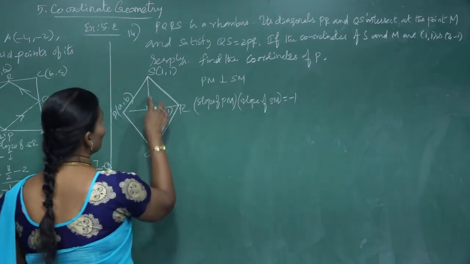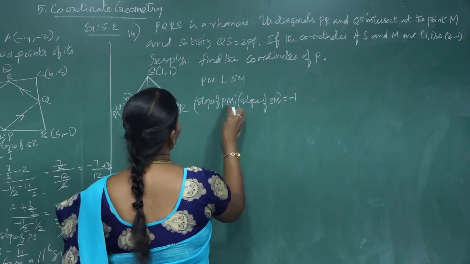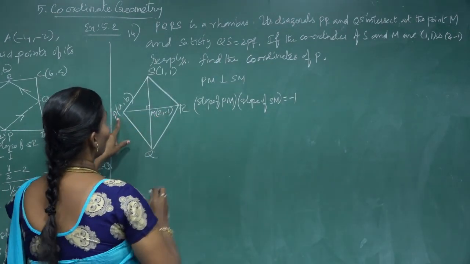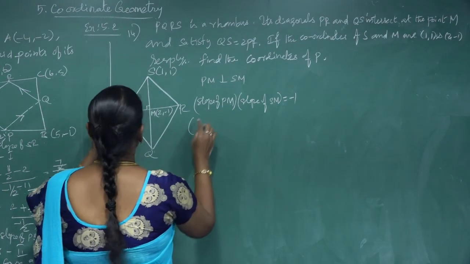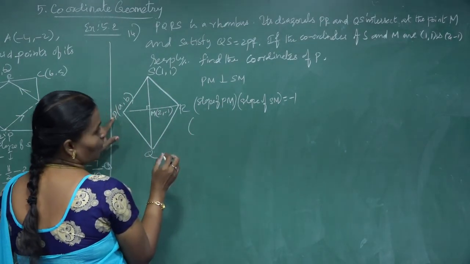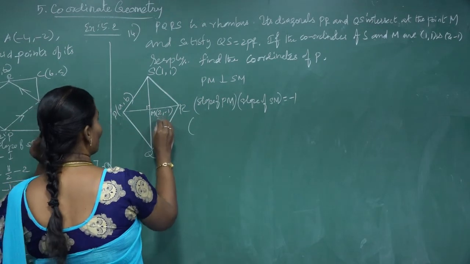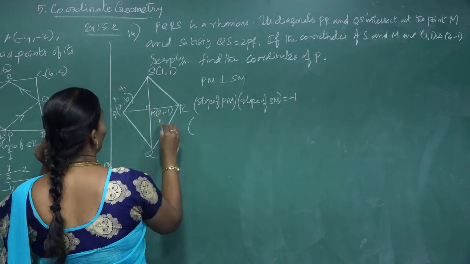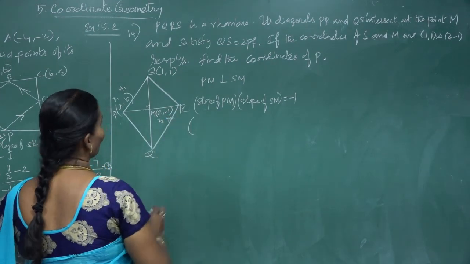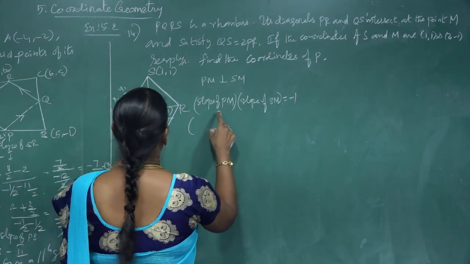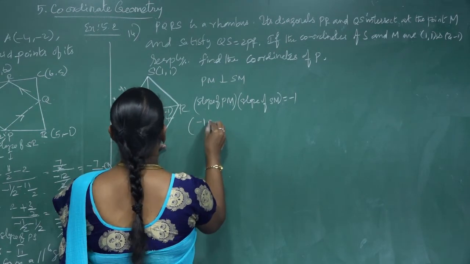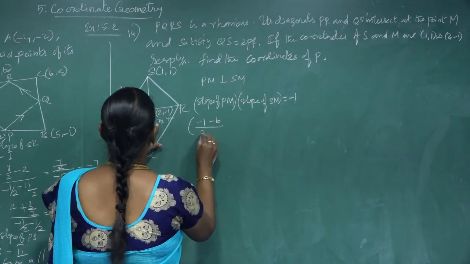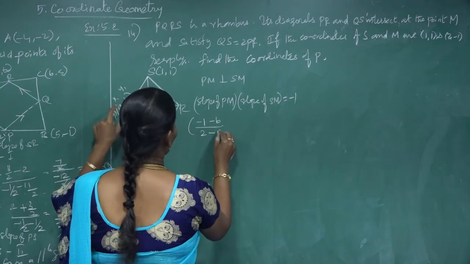Okay, because these two are perpendicular. So what is the slope of PM? See this PM. Slope means formula, you know that (y2 minus y1) by (x2 minus x1). This one you consider x1, y1. This is x2, y2. So for PM, y2 is minus 1 minus b, by x2 is 2 minus a.